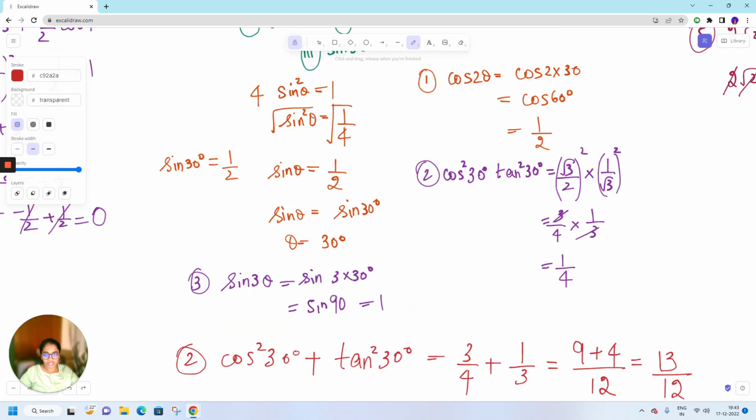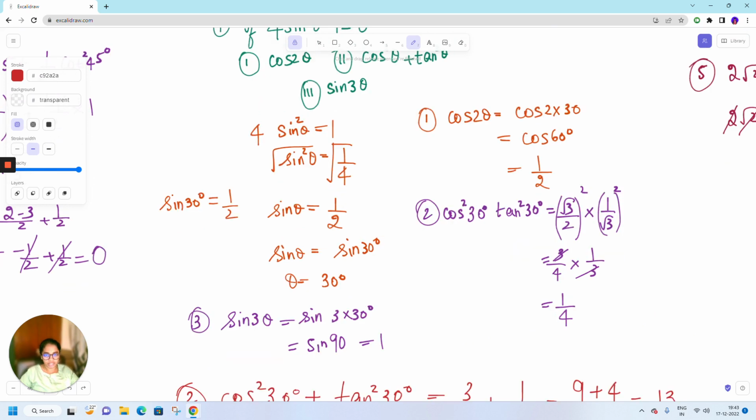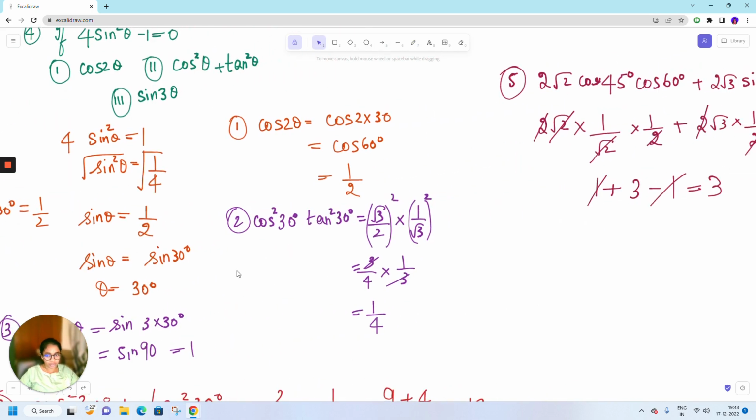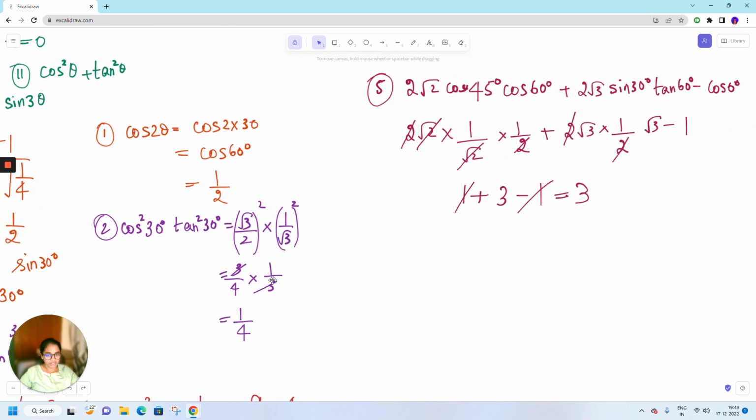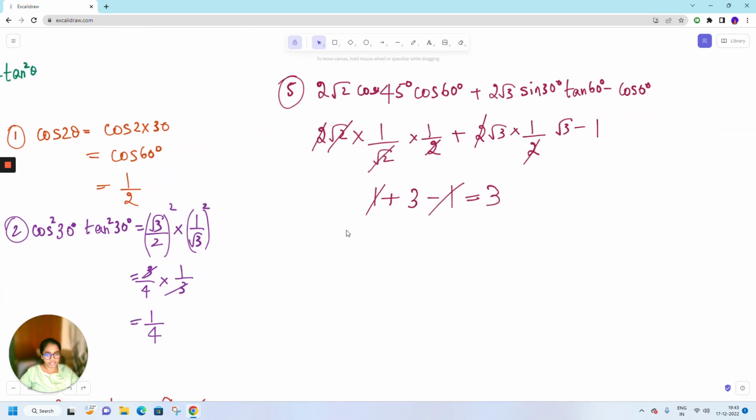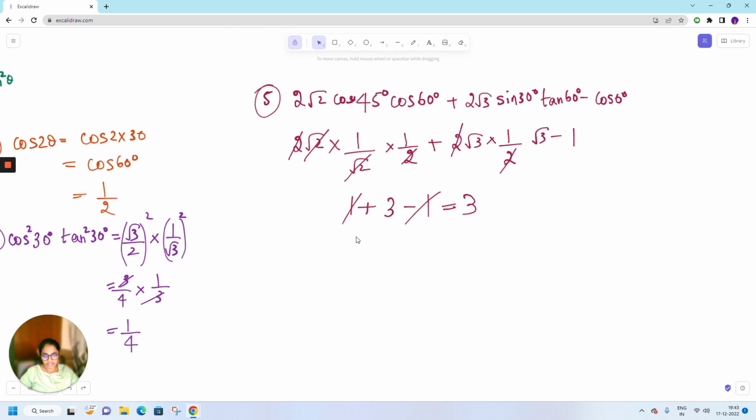Okay. So yes, and the third question was sine 3 theta. In place of theta, if you substitute 30, you will get sine 90 degree. Okay, so sine 90 degree is equal to 1. And the fifth question was pretty straightforward. I just substituted the angles and simplified and arrived at 3.